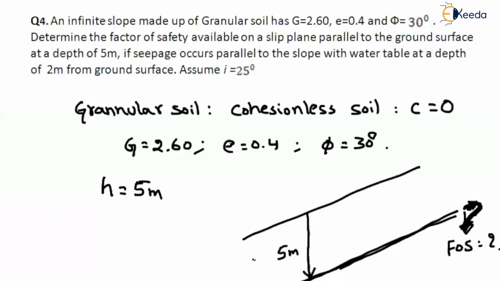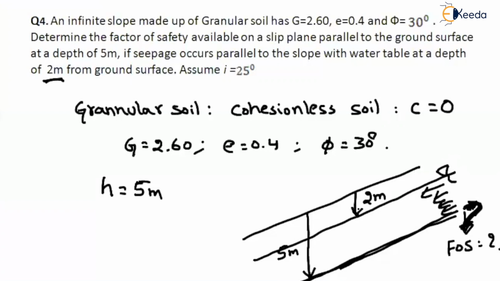That means there is a seepage flow, but it is not complete. The seepage is not completely up to the surface level. It is up to some part of the slope only. So up to that much, it is 2 meters from the ground surface. So from here to here, it is 2 meters.